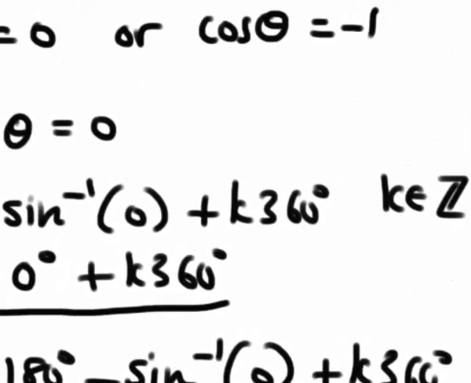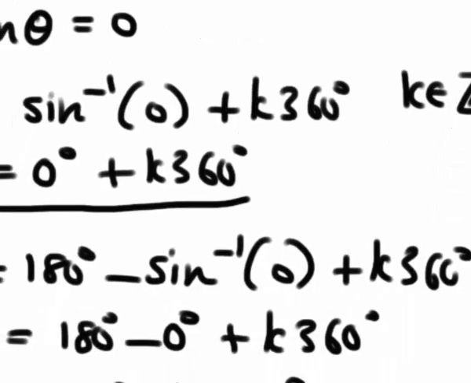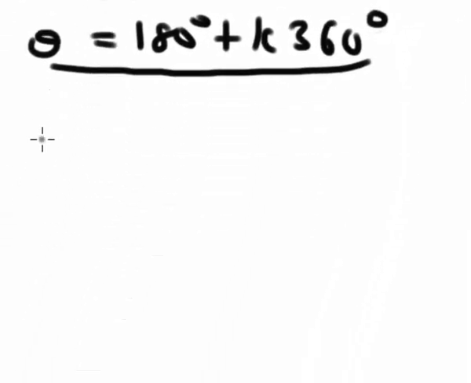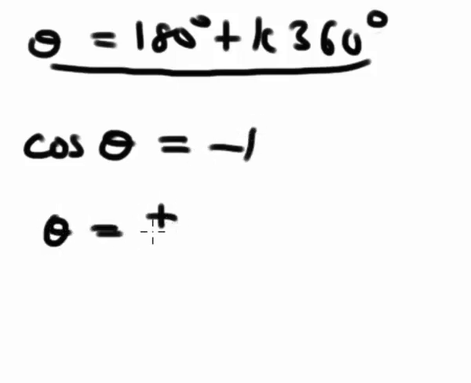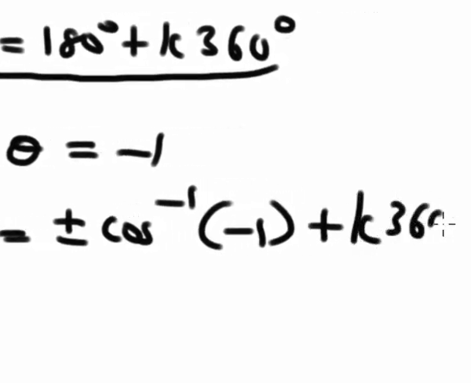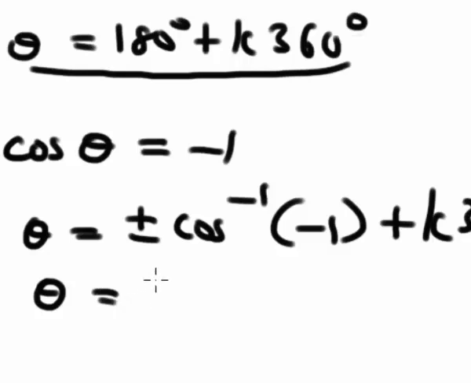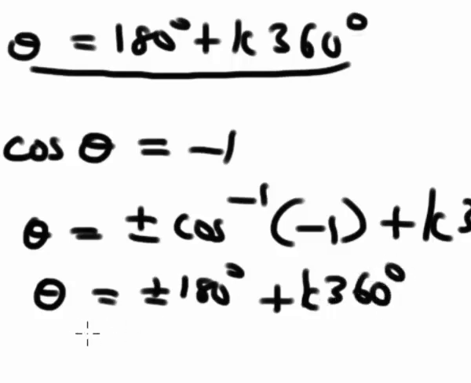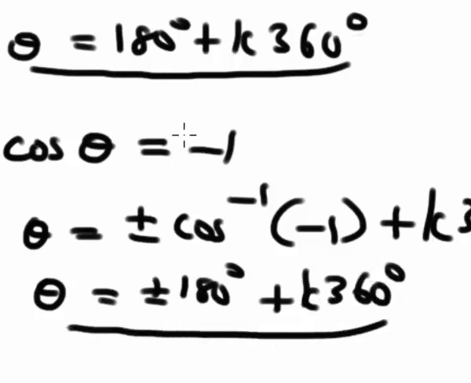Okay, now what about the cos of theta? Well, if we focus on that, cos of theta is -1. Remember with cos, theta is plus minus the shift cos of that -1 plus K360. So you just got to know these rules. So theta would be plus minus 180 degrees if you work that out, plus K360. There's two general solutions here, a total of then 4.